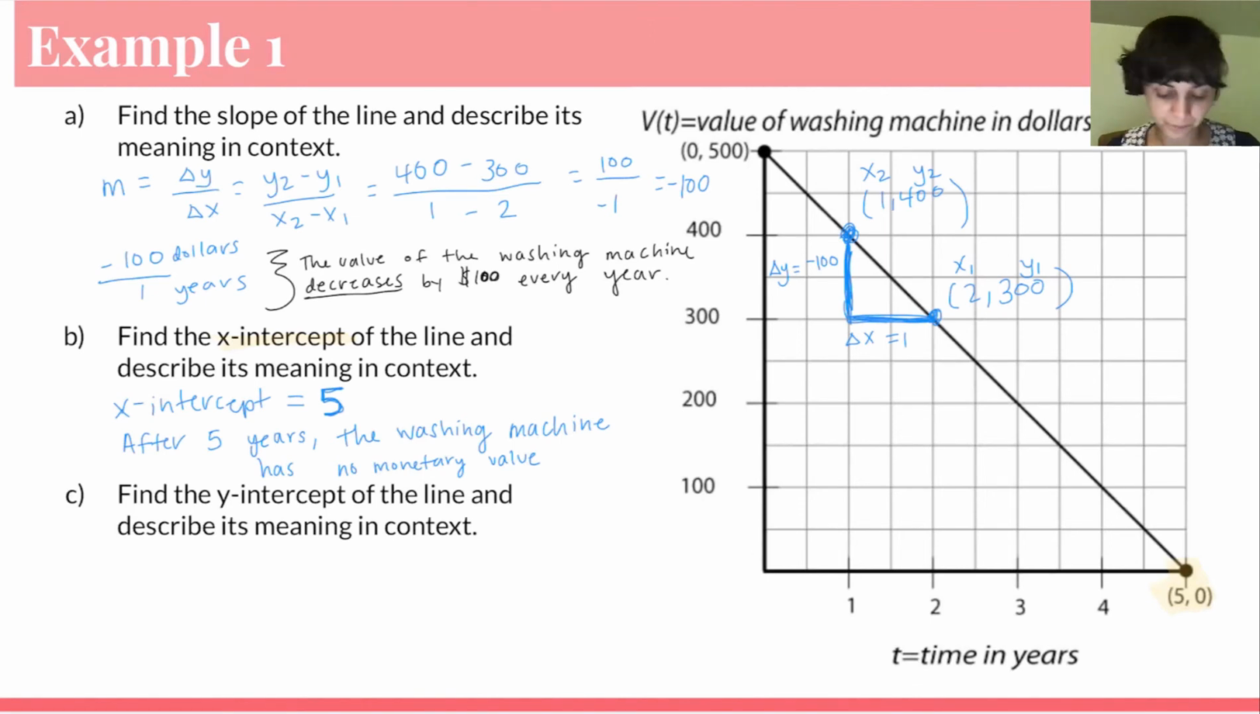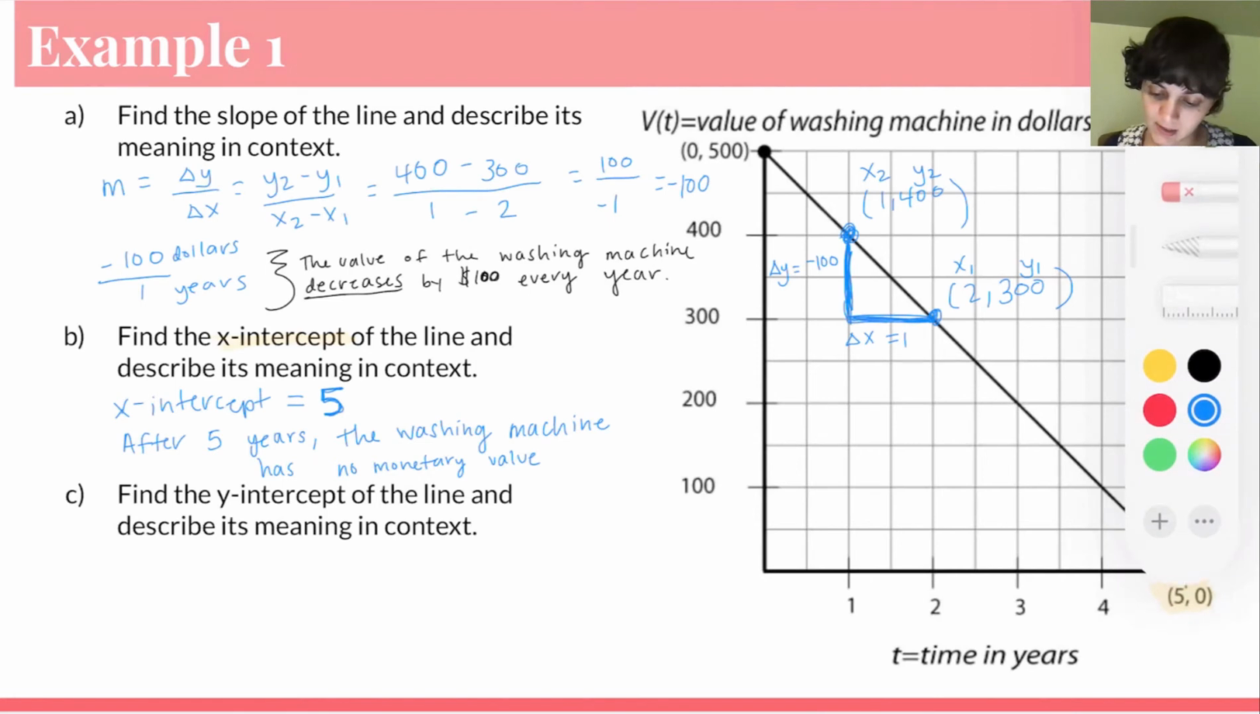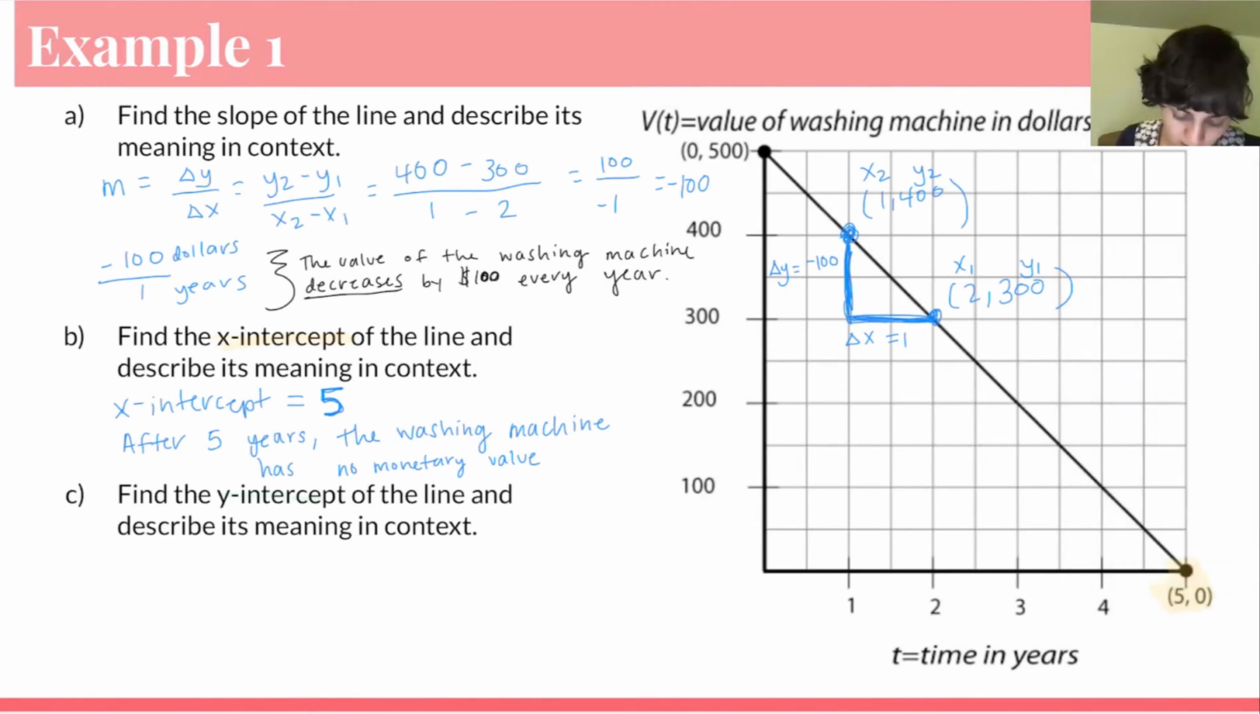Okay? And then let's find the y-intercept. We'll do that in green. So the y-intercept is right here.